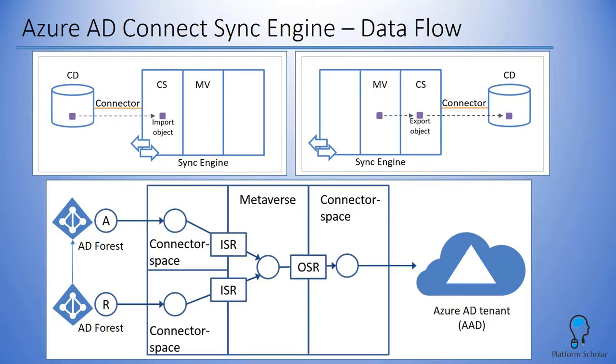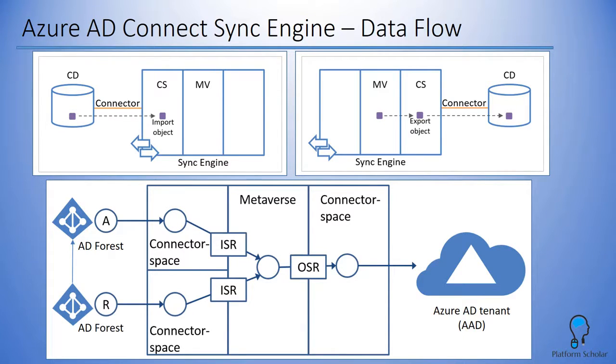Now, another synchronization is performed, only this time it's the metaverse updating that outgoing connector space with new information and new objects. And then finally, that updated data in this connector space is exported back to Azure AD. In both cases, when data is going in or out of the metaverse, it's called a synchronization. When data is coming in or out of a connector space from external sources, it's called an import or an export.